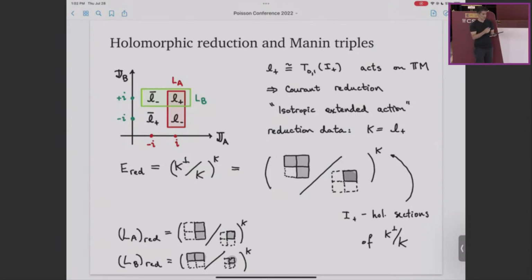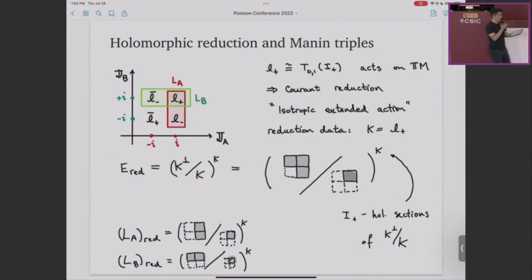So the way that it works is that you have to find reduction data, which in this case I'll take to be one of the four half Dirac structures, L plus, let's say. And that will be my reduction data. You could think of that as being like a little Lie algebra that's acting on the space. So we have an injection of L plus into the Courant algebroid. It's isotropic. And so if I want to get a reduced Courant algebroid, what I should do is take the perpendicular, the co-isotropic, K perp, and then mod out by K.